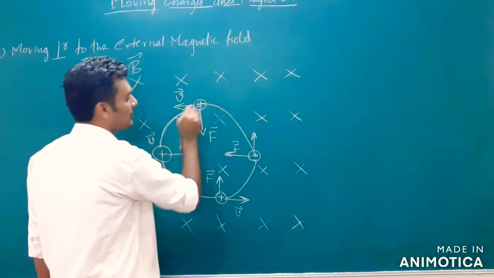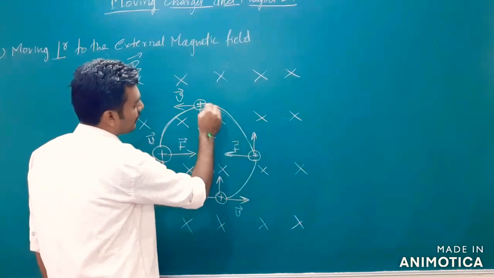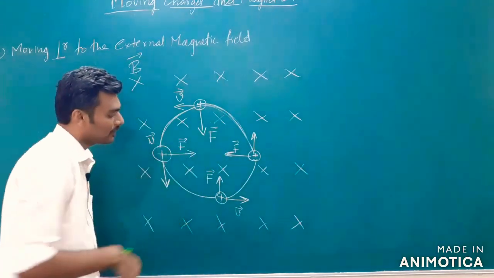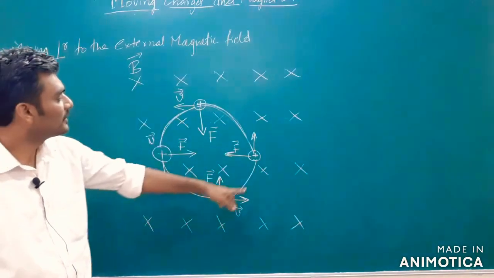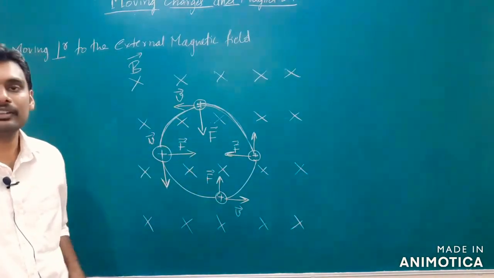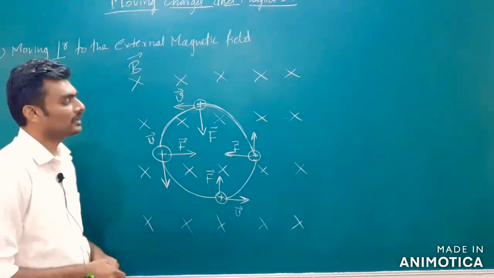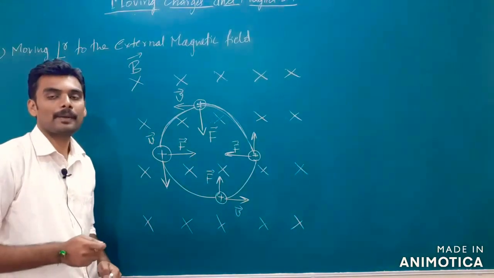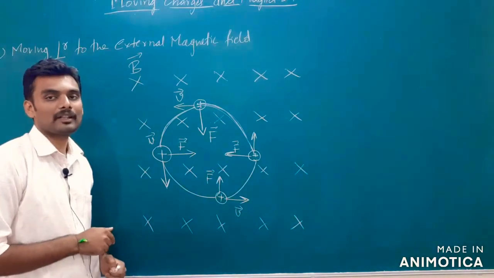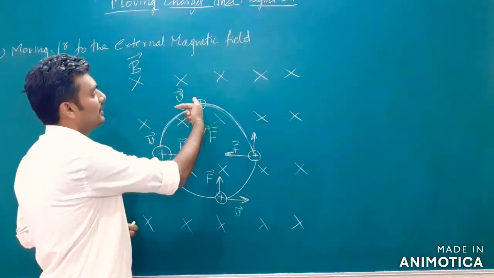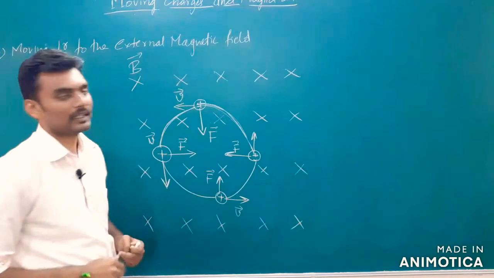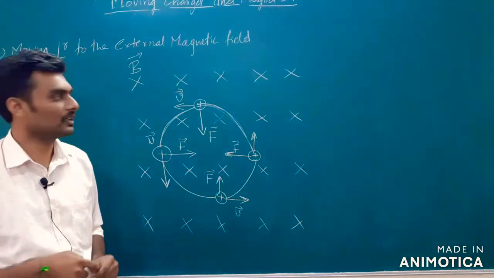Once again it traces a quarter of the circle path, and hence we have a complete circular path traced by a charged particle when it is thrown into the external magnetic field in such a way that the direction of velocity is perpendicular to the magnetic field. Okay, this is the initial condition.